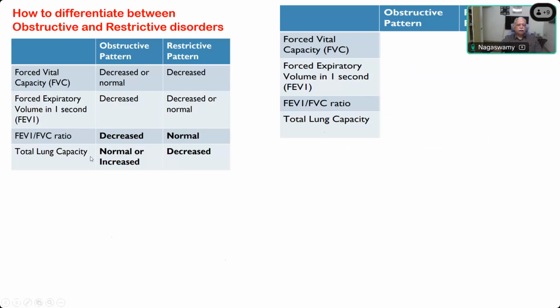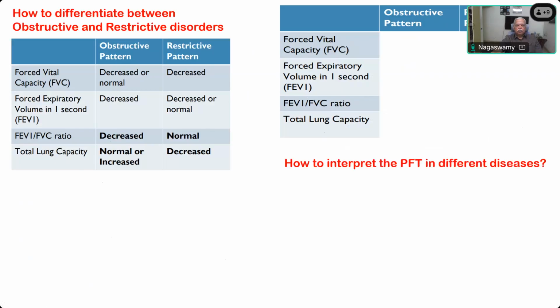And TLC is the next one. It may be normal or increased in obstructive, but it will be definitely decreased in restrictive pattern. So if you see a normal FEV1 to FVC ratio with a decreased total lung capacity, it is restrictive pattern. If you see a decreased FEV1 to FVC and a normal or increased total lung capacity, it is obstructive pattern. See, that is the basic, easiest way to remember that.